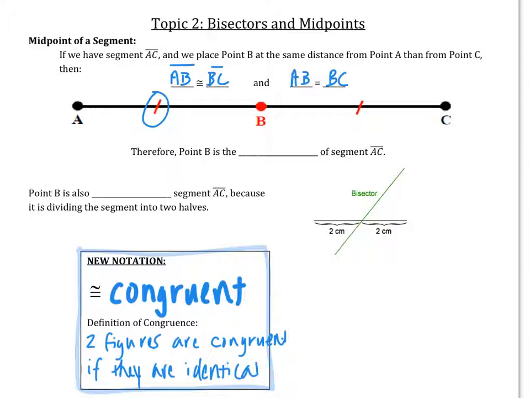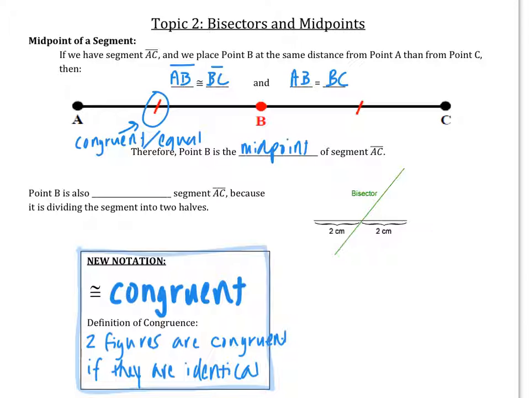I also want to talk about these little markings here. This means congruent again, or the same. So because these two segments are the same length, we put these little dashes on it so we can look at the picture and kind of read the picture that the dashes tell us they're equal. So when the two sides are equal, then point B is called the midpoint because it's in the middle, exactly in the middle.